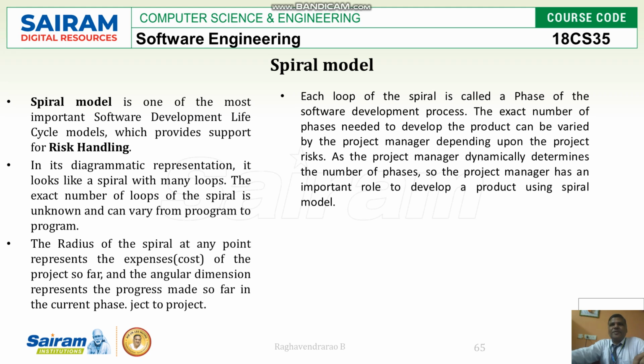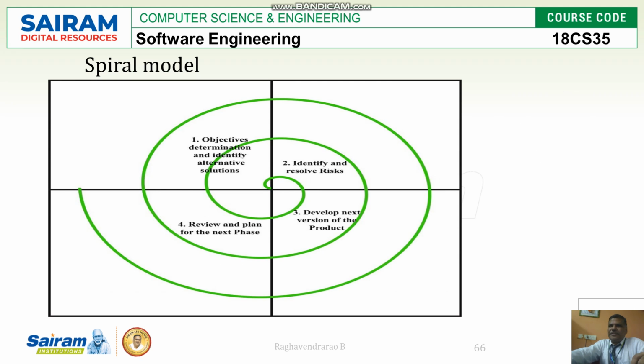Next is the spiral model. You see, first the spiral model looks like this. Okay, it also has four stages. First is objective.